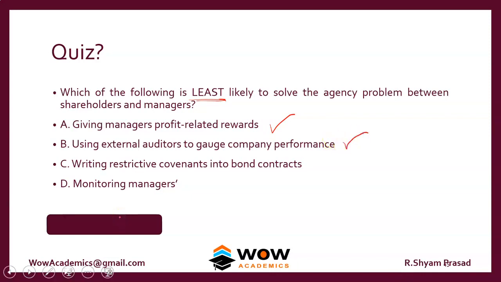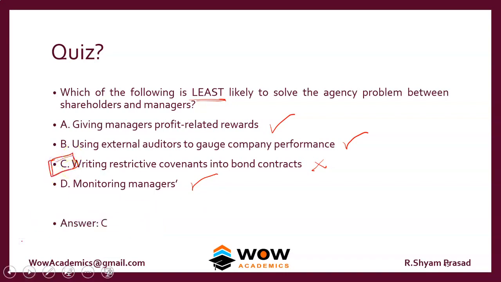C, writing restrictive covenants into bond contracts. Bond contracts are related to debenture holders or bondholders. That will not in any way affect the agency cost or agency problem. So this will not affect. D, monitoring managers. If we monitor managers, they won't cheat a lot. So that is also a way of solving the agency problem. So C is not at all related to the question. So C should be the answer. So that's about the second question. We will move on to the next part.